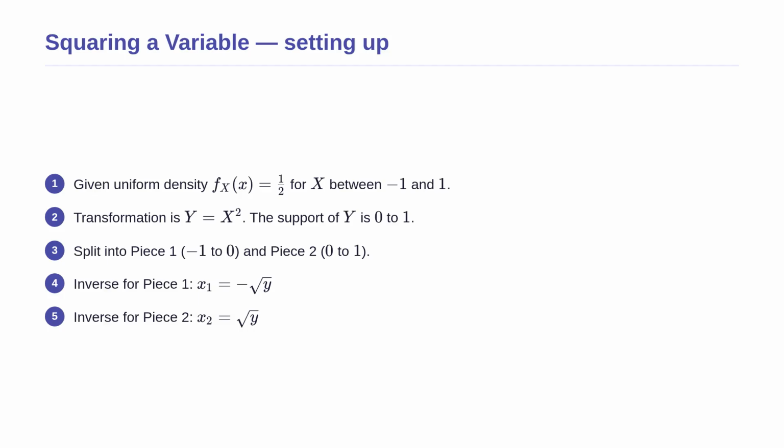Suppose x represents a temperature fluctuation, uniformly distributed between -1 and 1, with a constant density of 1/2. We want the distribution of the squared fluctuation, y equals x squared. First, the support. Squaring numbers between -1 and 1 gives values between 0 and 1. Because the parabola goes down then up, we split the support at 0. Piece 1 is the negative side, giving an inverse of minus square root of y. Piece 2 is the positive side, giving an inverse of positive square root of y.